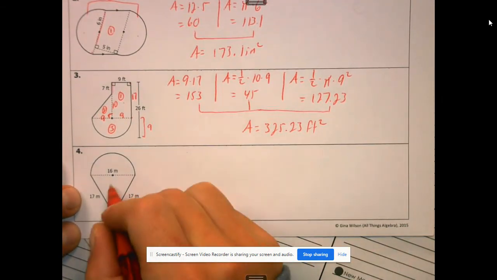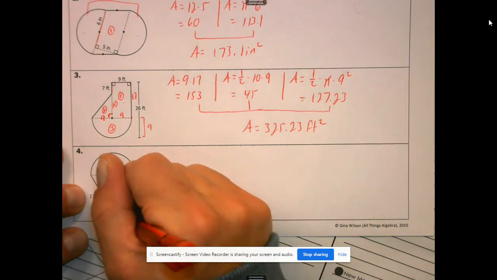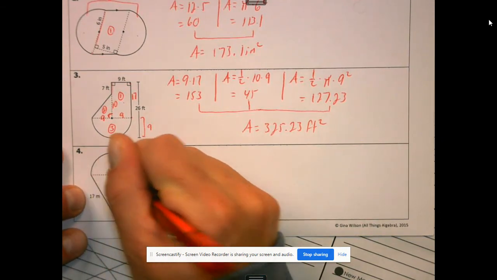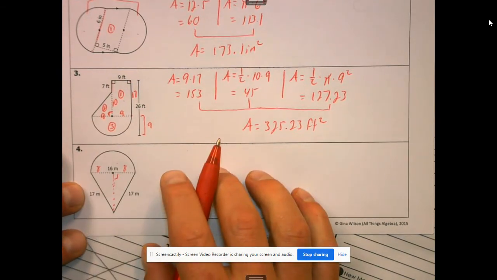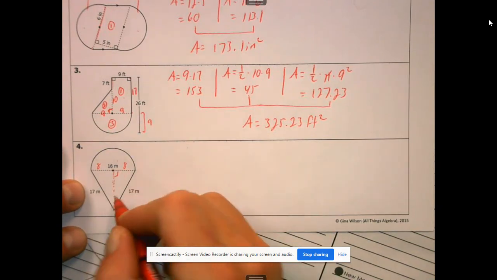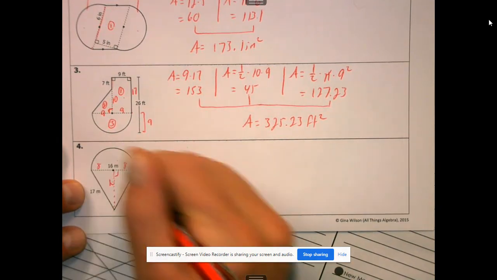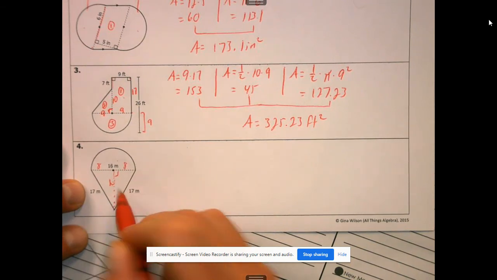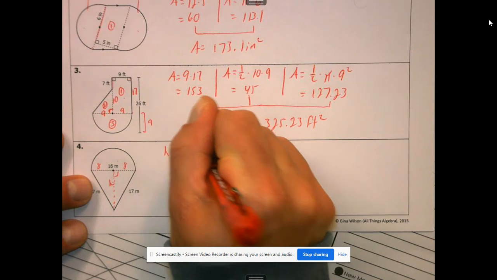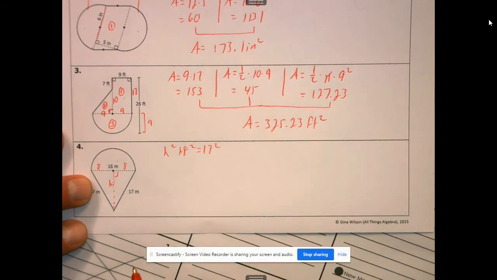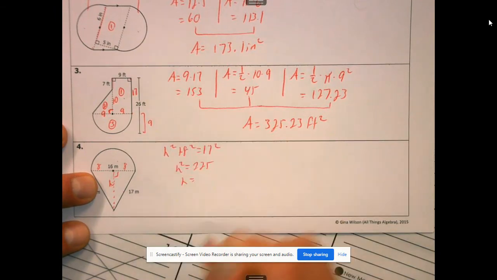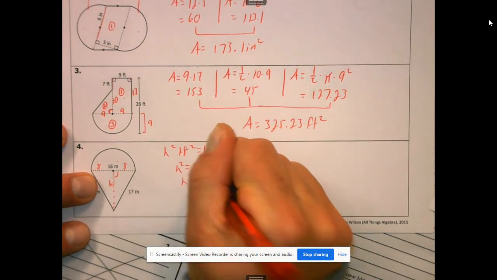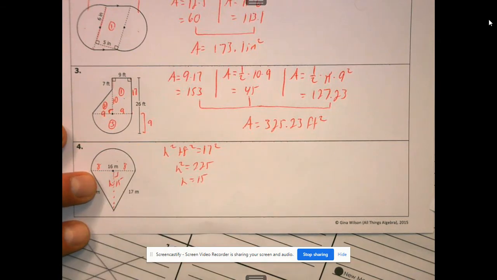Number 4, you have a triangle and a semicircle. For the triangle, remember, we've got to figure out the height of this bad boy. 16 is your diameter, so each of these is going to be 8. And we've got to figure out this height right here. I'm going to go quick with it, guys. A squared plus B squared equals C squared. So H squared plus 8 squared is 17 squared. Let's see, subtract the 8 squared over, that gives me 225. Square root that, comes out to be a nice even 15. So the height for your triangle is 15.